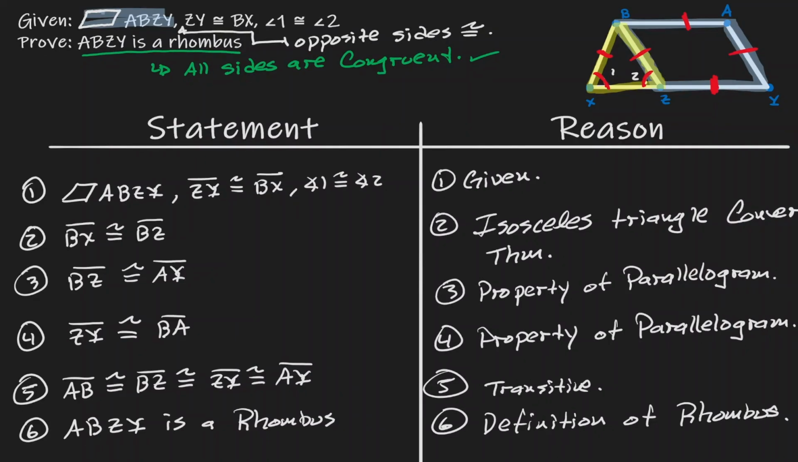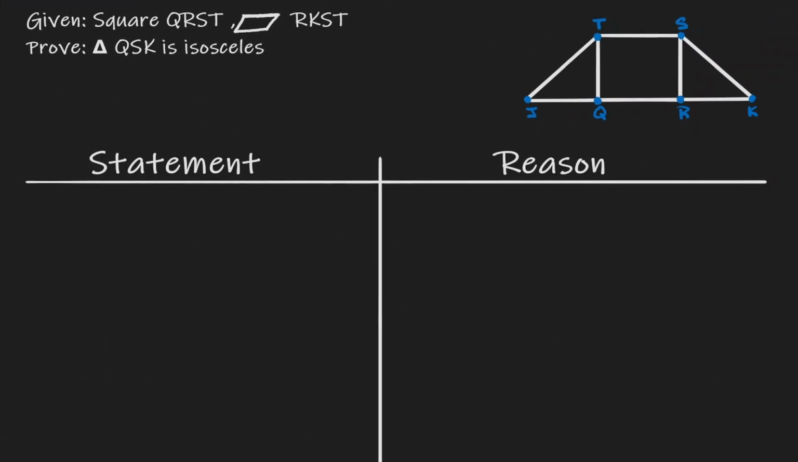Now let's take a look at the following proof. So here we're given two figures. We are given that QRST is a square. So let's show that on our diagram. And if we introduce a new line, the diagonal of a square, we are given that RQST is a parallelogram. Let's start by writing down our givens.